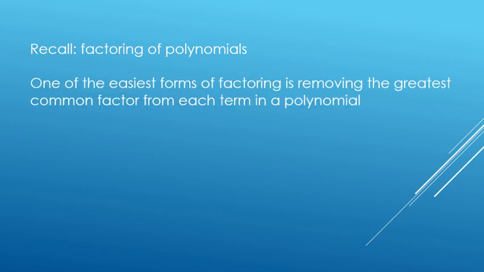So one of the easiest forms of factoring is to remove the greatest common factor from each term inside of a polynomial. This doesn't completely break it down into several nice things that we can work with, but it does make it a little bit nicer to look at and at least a little bit nicer to work with.